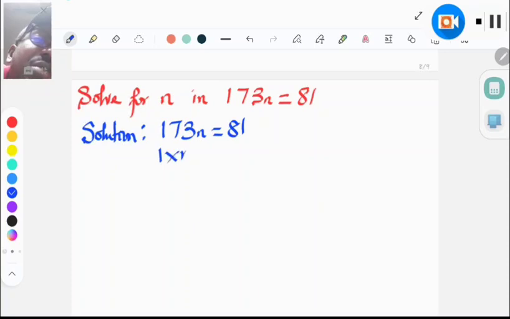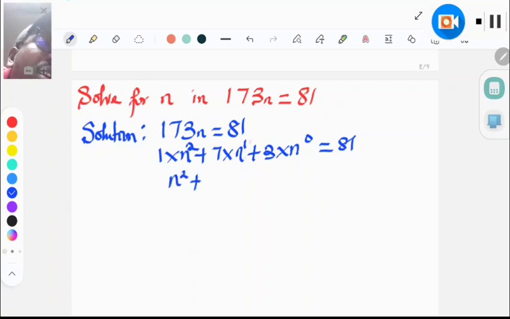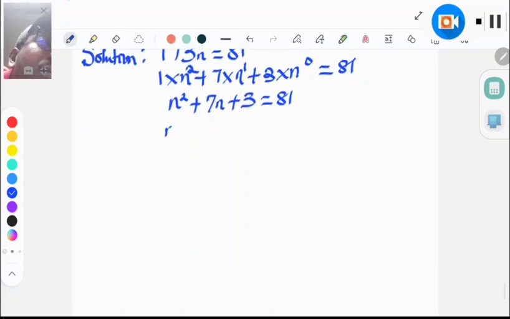So that's 1 times n to the power 2 plus 7 times n to the power 1 plus 3 times n to the power 0, equals 81. So n squared times 1 is going to give you n squared, plus n raised to power 1 times 7, that's 7n, plus n raised to power 0 is 1, 1 times 3 is 3, equals 81. And from here, we can have n squared plus 7n plus 3, 81 crossing to the other side becomes negative 81 equals 0.